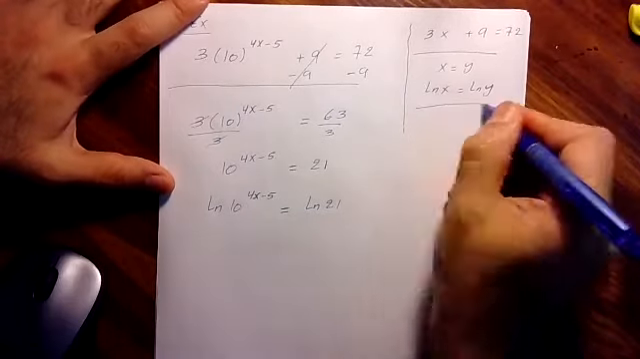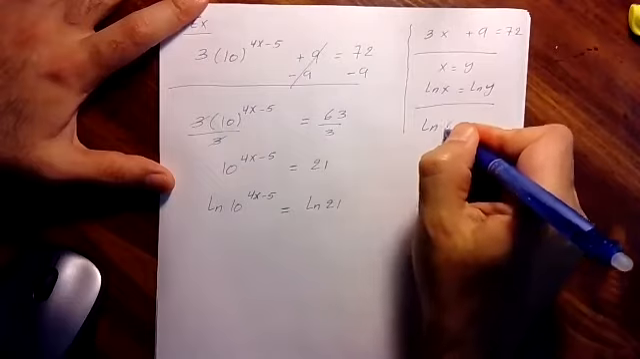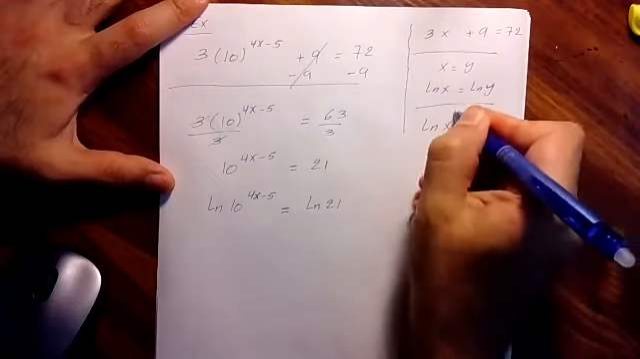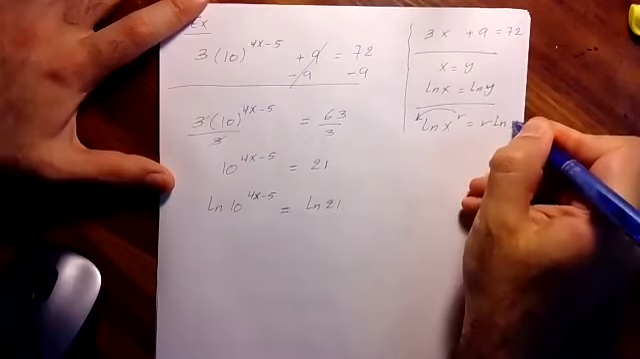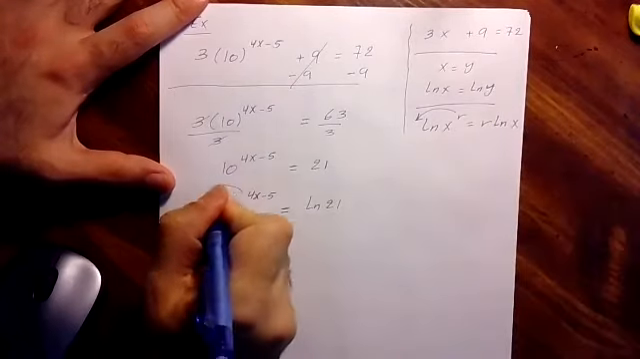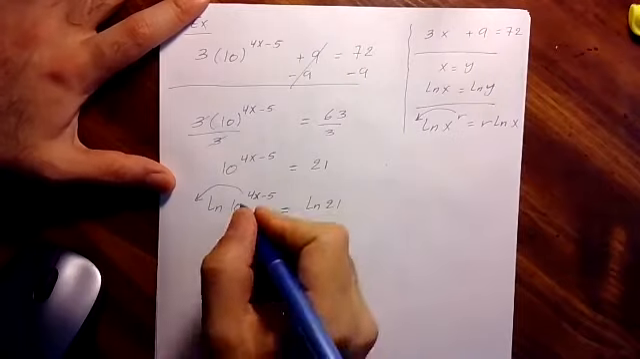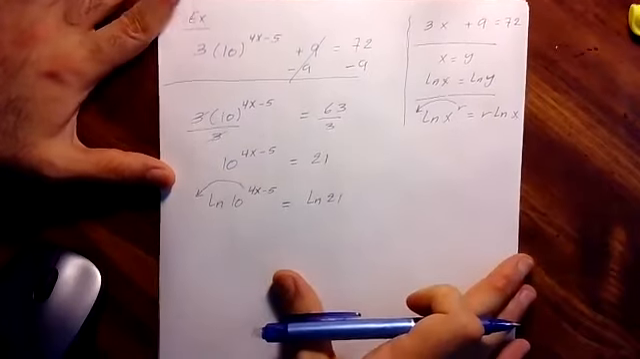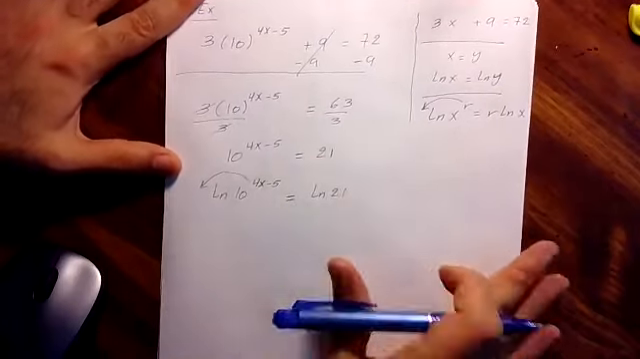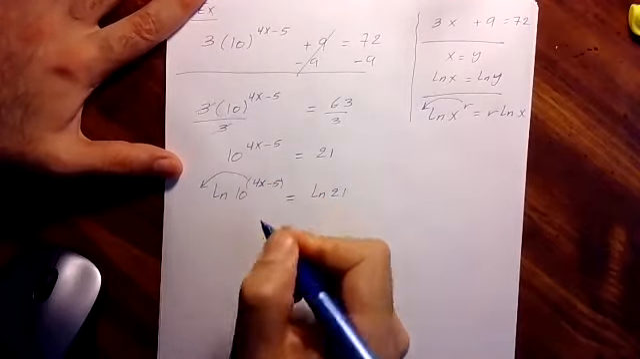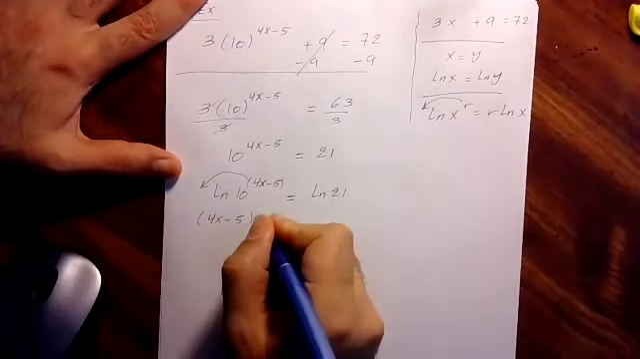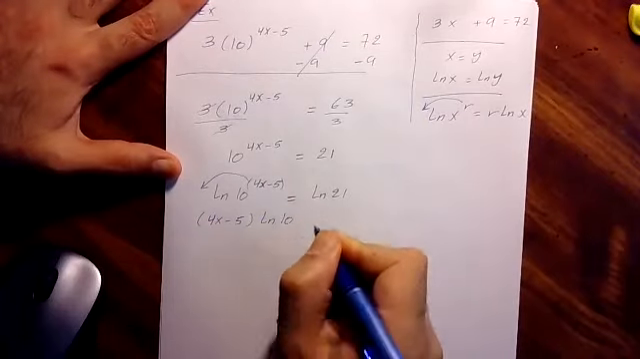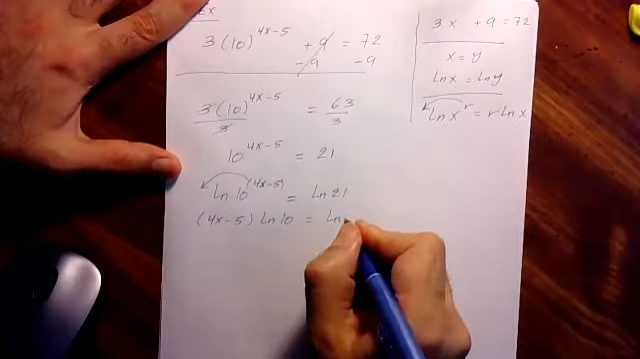Then one of the ln rules says if you have ln x to the exponent r, it's the same thing if you move the r to the front. So it's going to be r ln x. So I'm going to move the exponent here. You see, it's exactly the same as example one, starting from this step. I'm going to put this one in parentheses. So it's going to be 4x minus 5 ln 10 equal ln 21.